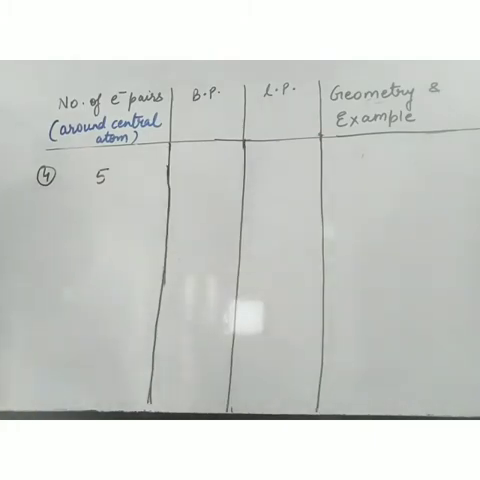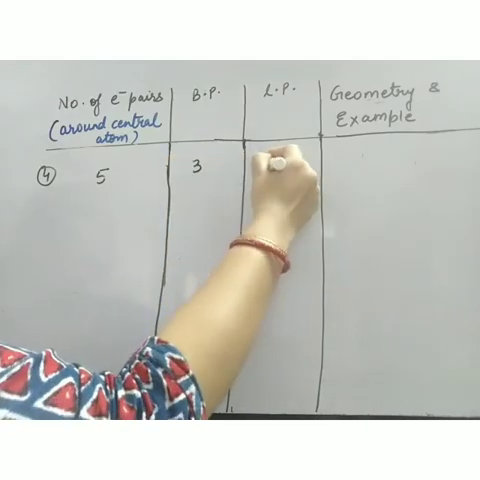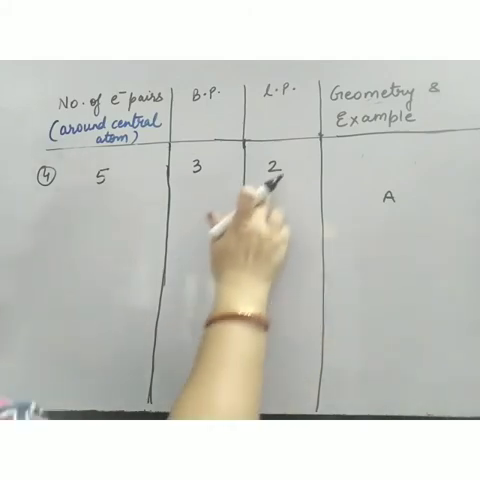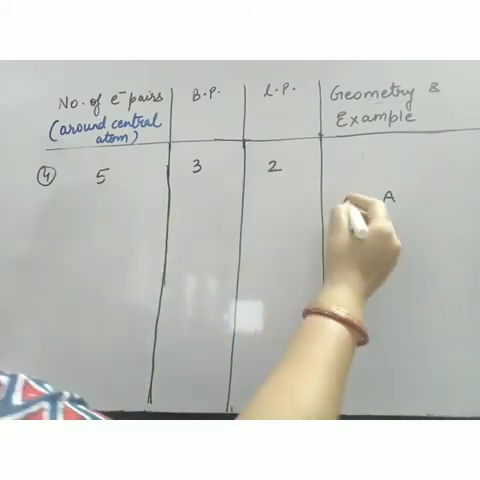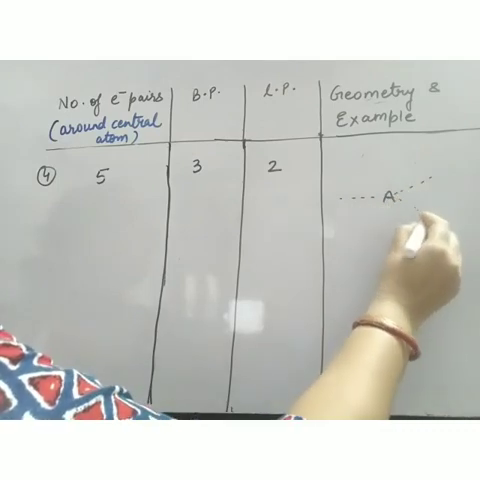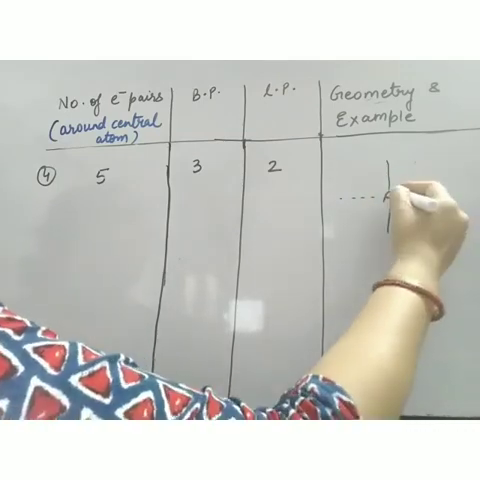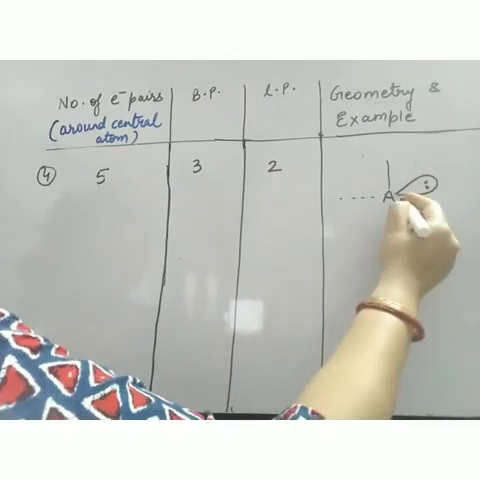Now next case, total bond pairs are 3 and lone pairs are 2. So again the geometry is trigonal bipyramidal only. Now 2 lone pairs we have to keep. So definitely we'll keep the lone pairs at the equatorial position only. So one lone pair I am keeping here and second lone pair I am keeping here.